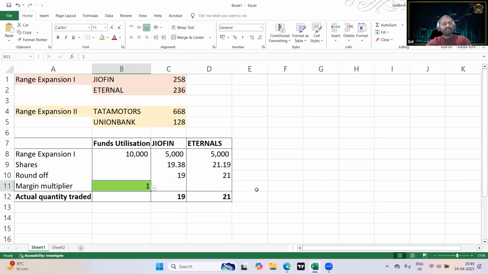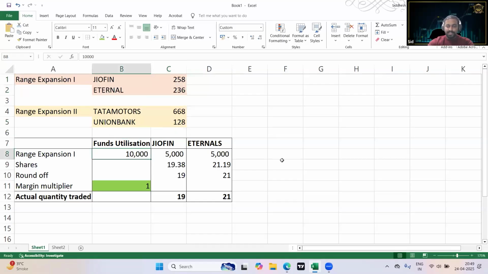So the first strategy that we have, range expansion 1, works on JIOFIN and Eternal, these 2 stocks. The second strategy works on Tata Motors and UNIONBANK. I've just mentioned over here the current market prices of all these stocks, just for our reference. Now let's look at it one at a time.